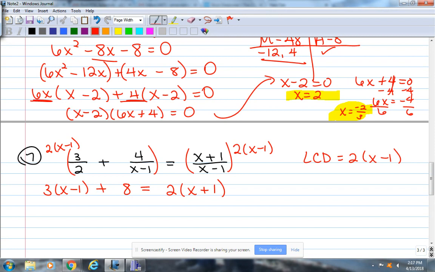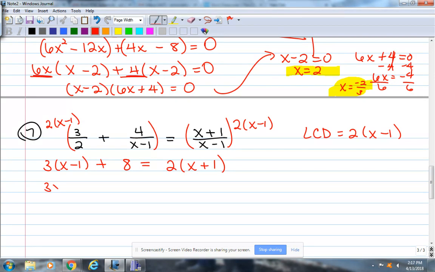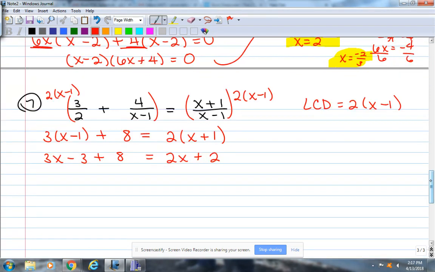Now this one's not going to be so bad because I'm not going to have an x squared anywhere. So it's not going to be quadratic. I won't have to factor this. 3x minus 3, keep going, plus 8 equals 2x plus 2. Like terms, and those are like terms. That's right. So 3x plus 5 equals 2x plus 2.